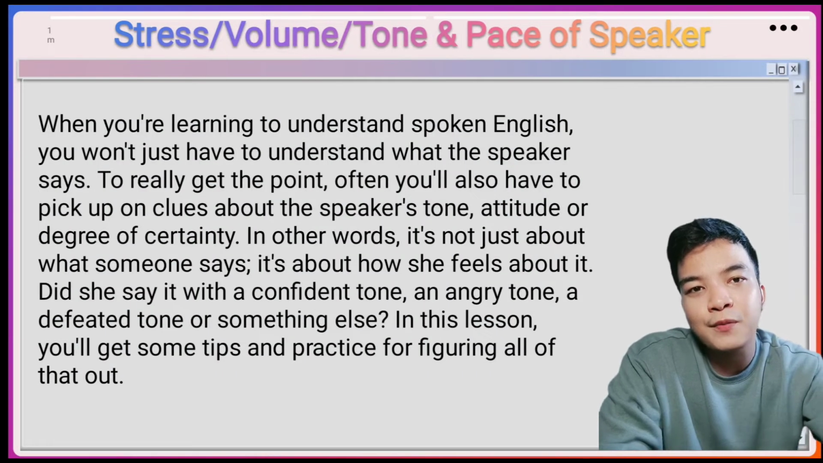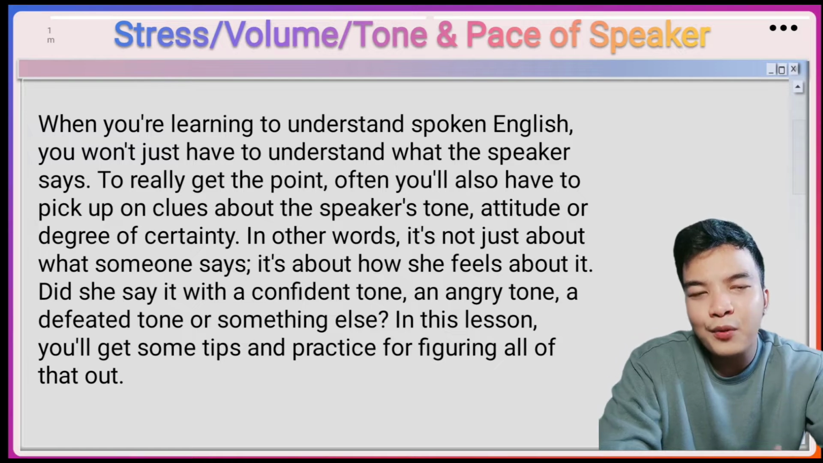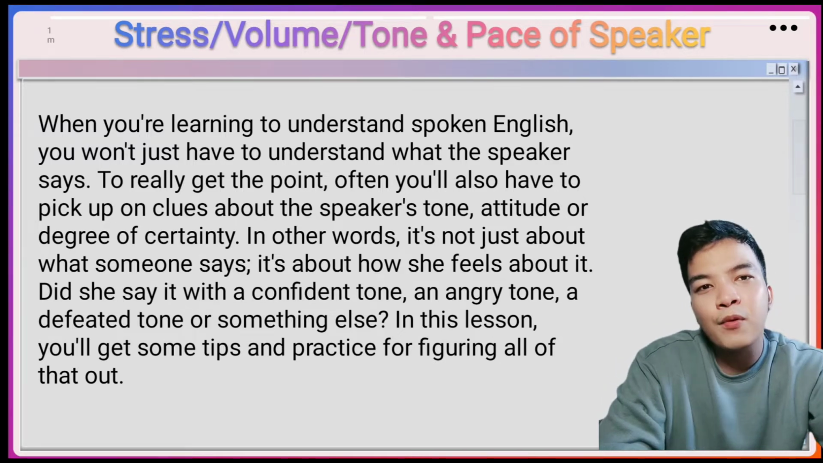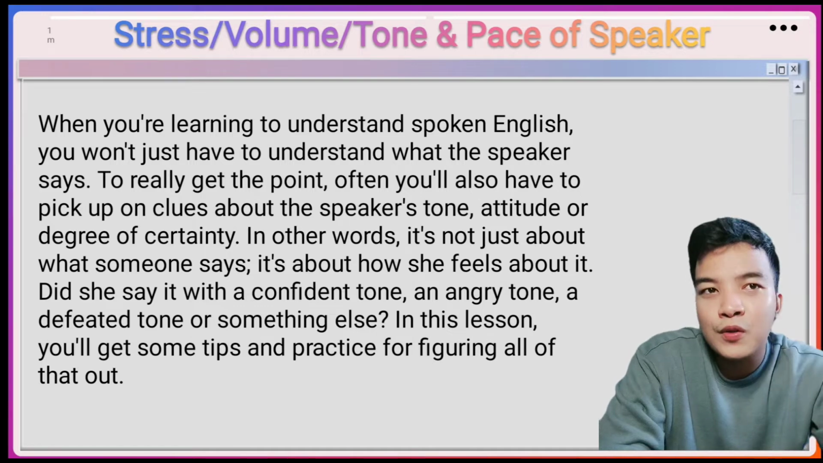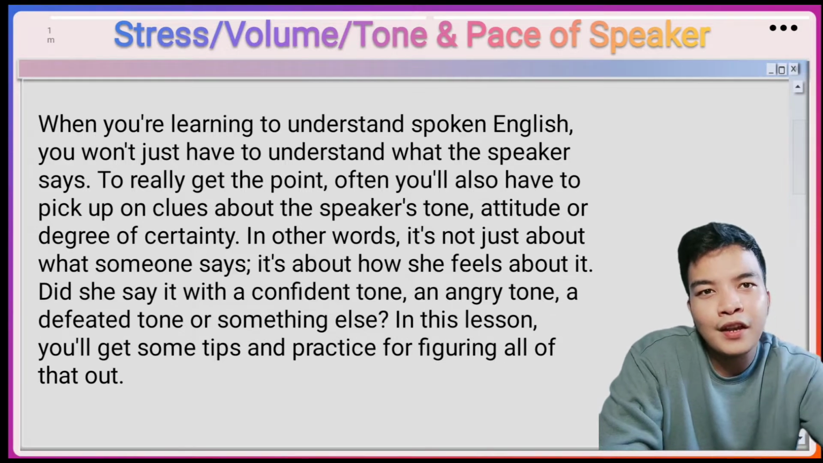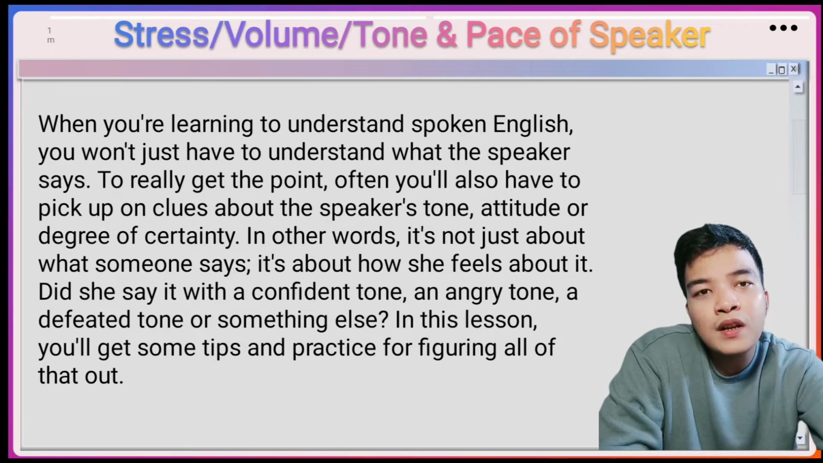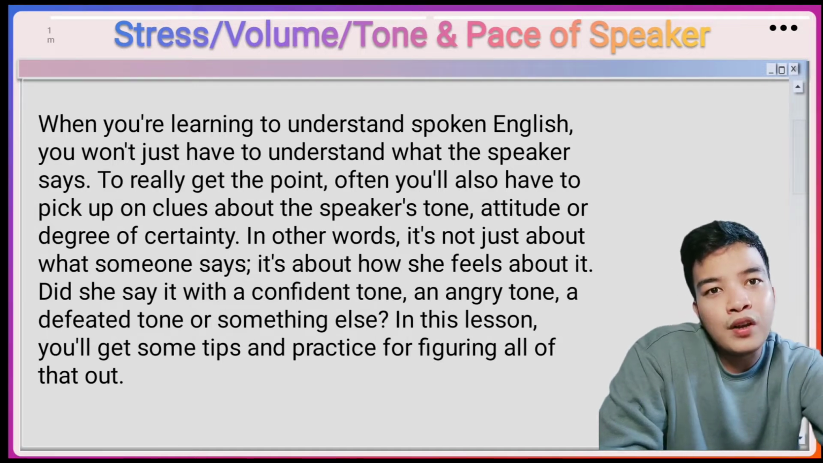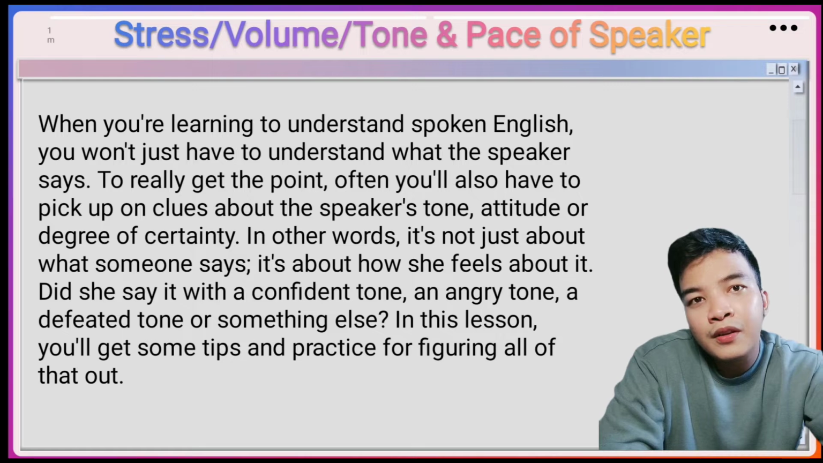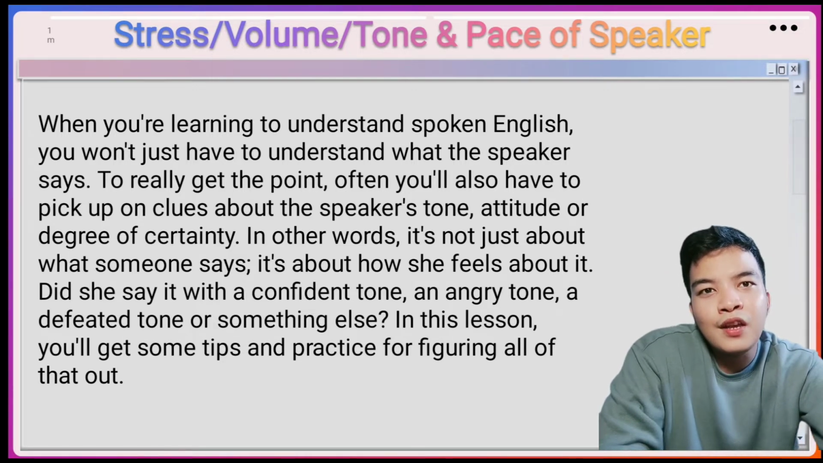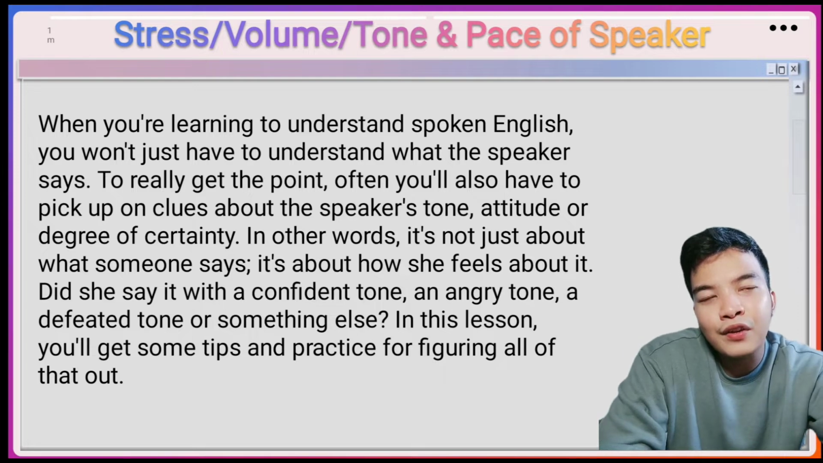When you're learning to understand spoken English, you won't just have to understand what the speaker is trying to say. To really get to the point, often you also have to realize the speaker's tone, attitude, or degree of uncertainty or certainty. In other words, it's not just about what someone has to say, it's about how she feels about it. Did she say it with a confident tone, an angry tone, a defeated tone, or something else? In this particular lesson, you'll get some tips and practice for figuring all that out.